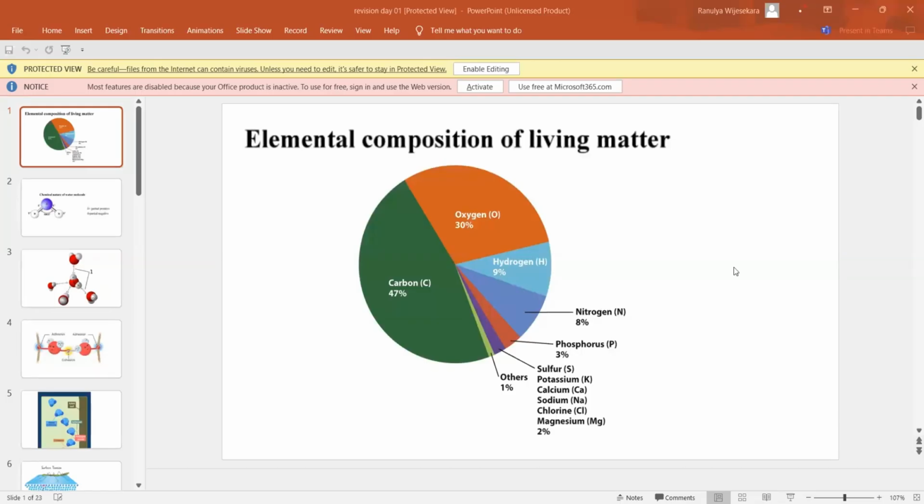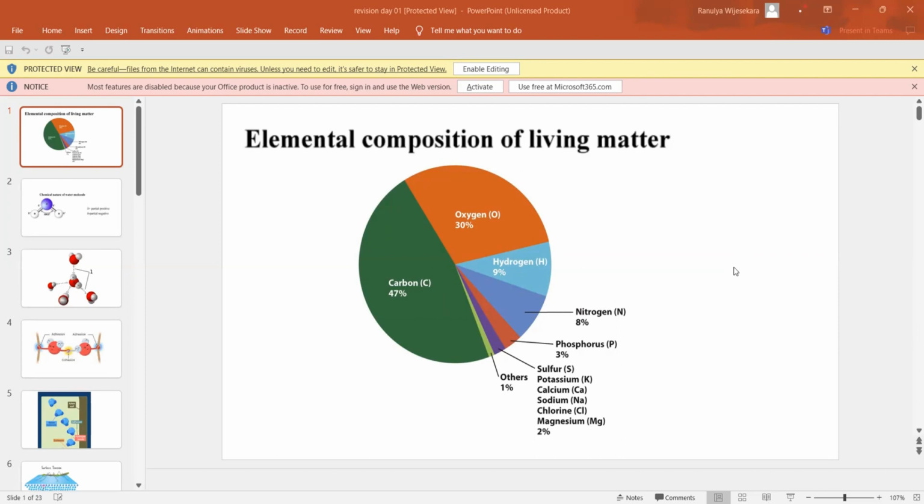So today is the first day of our 2024 A-level biology revision class. Your exam is scheduled for November, most probably. So roughly we have 9 months to get prepared for this exam, and you have 10 units in biology.